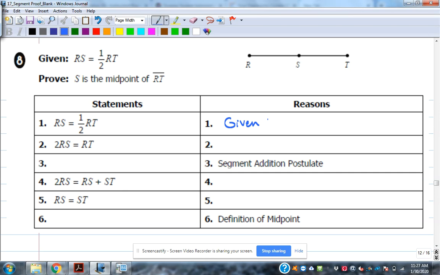Kudos there. All right. RS is equal to 1/2 of RT. Say that again, Haley. Yeah, because how did we get from 1/2 RT to 2 RS? You multiply both sides by 2. This is the math that's happening to get it there, right? To get RT by itself. Because we're trying to prove something about the object RT with S being the midpoint there. So 2 RS is equal to RT with multiplication.